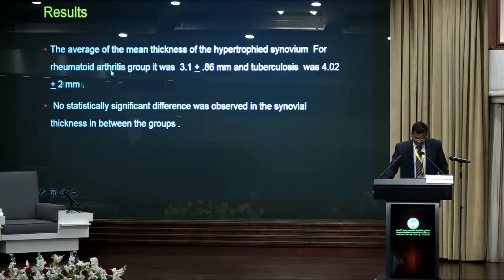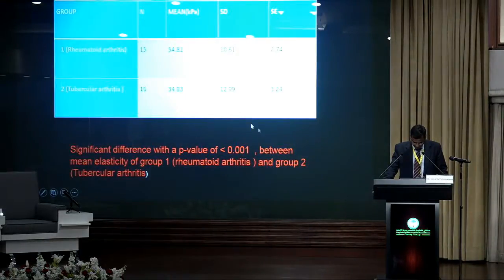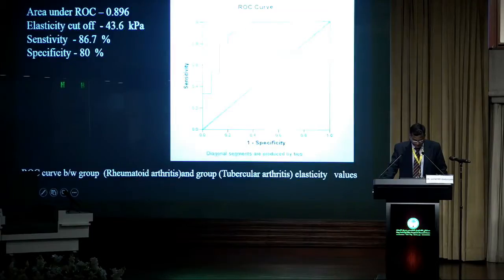Coming to the results, we have the mean thickness of hypertrophic synovium in both groups. The rheumatoid group has 3.1, and the tuberculosis group was 4.02, and there is no significant difference in synovial thickness on grayscale. But on elastography, you can see here that in the rheumatoid arthritis group, the mean elasticity was 54.81 in comparison to the tuberculosis group, where it was 30.483, and there was a significant difference between the two groups in the form of mean elasticity. If you consider the ROC here, at 43.6 kPa, the sensitivity is 86.7 and the specificity is 80%.